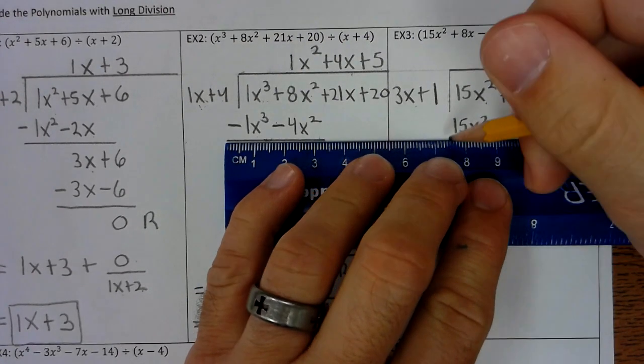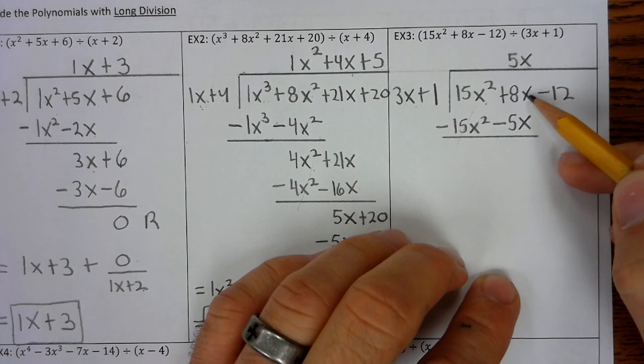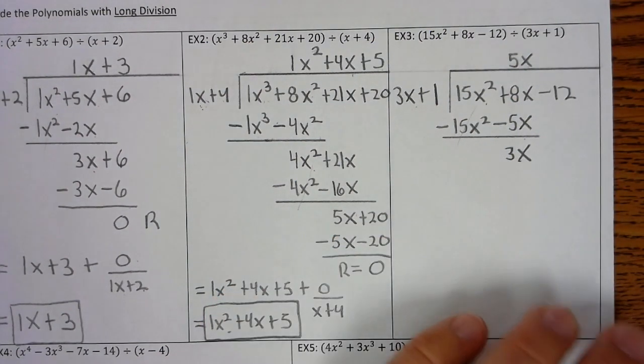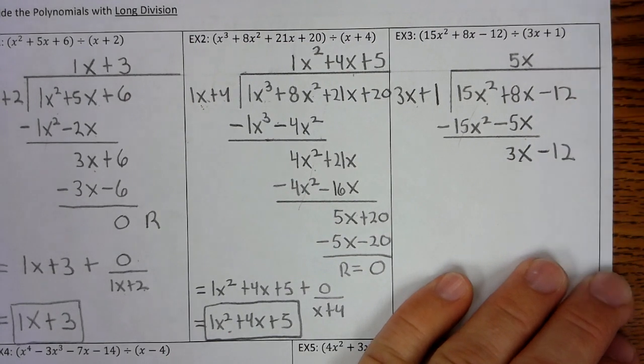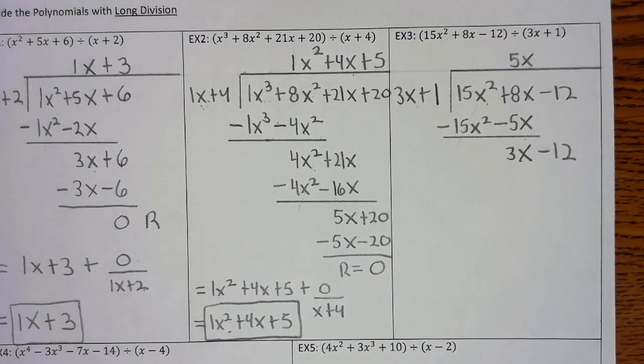Now we subtract. That cancels. Now 8x minus 5x is 3x. Next step is to bring down the minus 12. And then we repeat the steps.